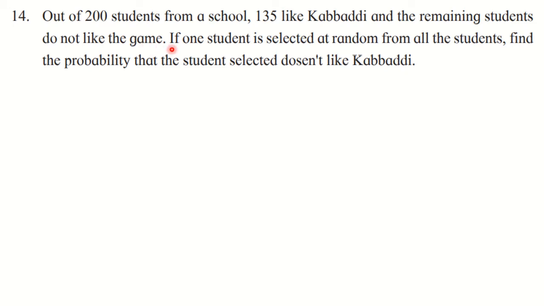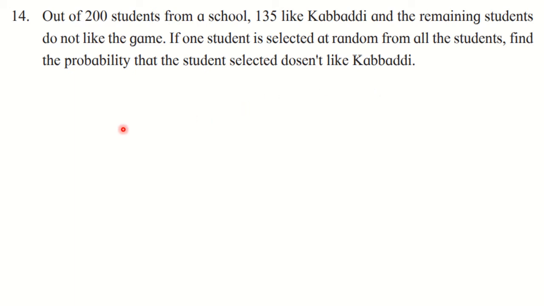Now if one student is selected at random from all these 200 students, find the probability that the student selected doesn't like kabaddi. Take a note here: 135 like kabaddi, and here we have to find the probability of the students who don't like kabaddi. In a hurry, you will think that 135 is given, 200 is given, so just write the probability as 135 upon 200. No. Be very careful here, read the question properly. We have to find the probability that the student selected doesn't like kabaddi.